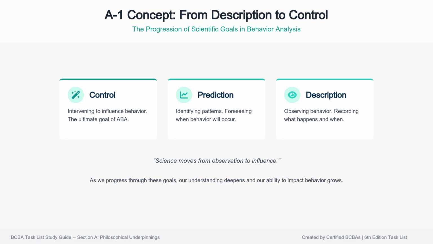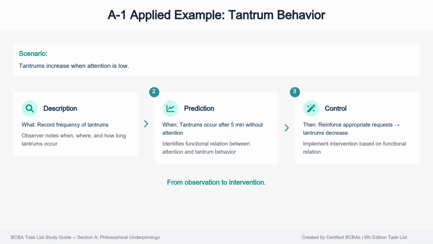Next is prediction. After many observations, you start to see patterns. Maybe shouting happens more often when attention drops. You're not experimenting yet. You're identifying a possible relationship. That's correlation. Finally, control is our highest goal. Now you change a variable. You teach the student to raise a hand for attention and reinforce that response. If the new behavior increases and shouting decreases, you've established a functional relation. That's scientific control. Every effective ABA intervention is rooted in this 3-step journey: describe, predict, control.